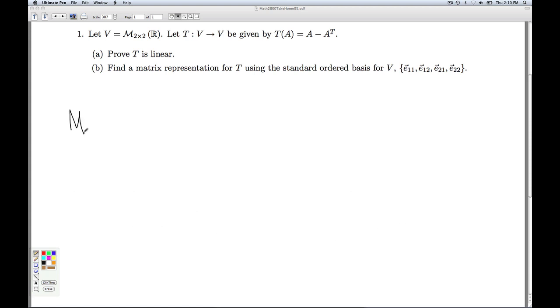So we put all this together. For the matrix representation of T, the first column is just a column of zeros. The second column is 0, 1, negative 1, 0. The third is 0, negative 1, 1, 0. And the fourth is 0, 0, 0, 0. The question is how we can check it. We'll do that next.